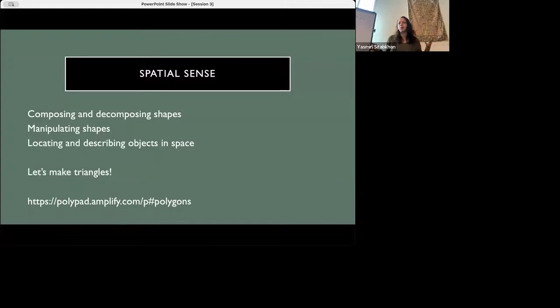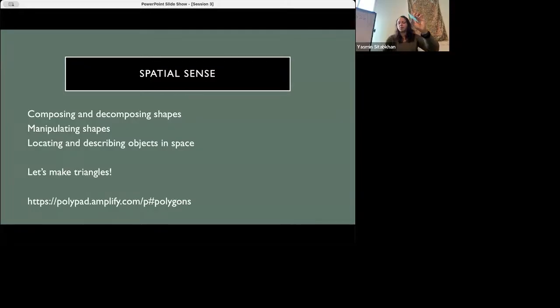So very similar to what we do in number, right? In number, we do a lot of composing and decomposing of number. We do the same with shapes. We want children to have experiences, and this is often something that's not included in a lot of curriculums, but it's really important. So I would ask you once again to go to either this Polypad Amplify if you are able to, or if you have, I like to do sticky note triangles.